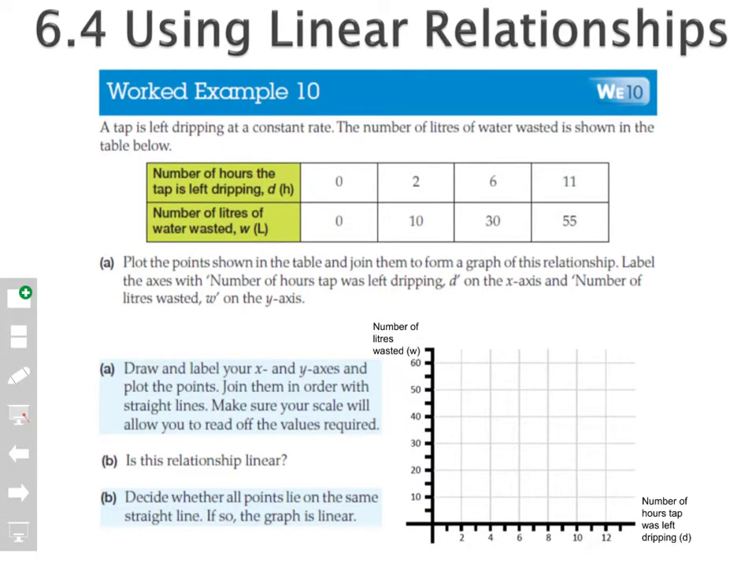After our axes are labelled, we need to plot our points. The first one is 0, 0. So I'll plot that there. Then I need to go to 2 and 10. Then I need to go to 6 and 30. And finally 11 and 55. So then what we need to do is to draw a line from the first point, 0, 0, to the last point, 11, 55. And this will look like this. From these points we can also see that the line goes through the other two, and from this we can answer question B and conclude that yes, the graph is linear.